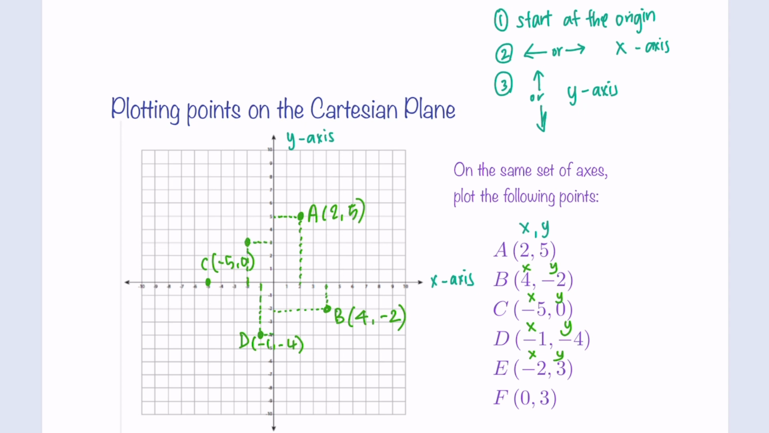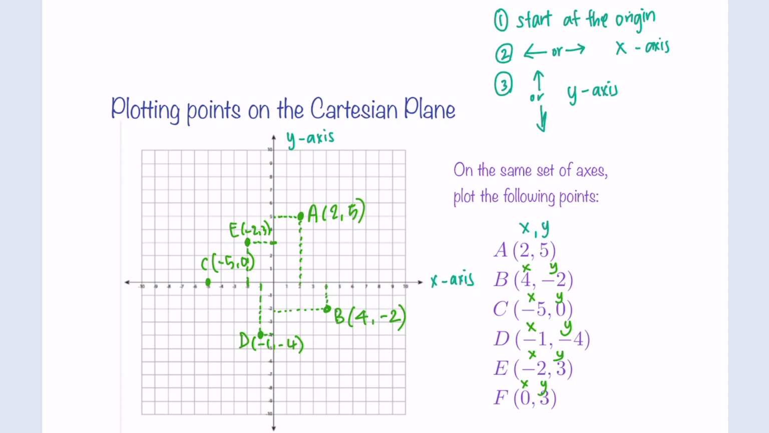Right here where the -2 and the +3 meet, this is point E, and it is -2 followed by +3. And last one, F. X is 0 and y is 3.